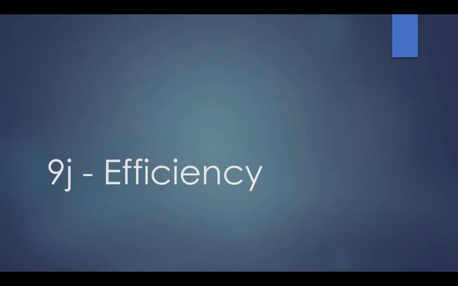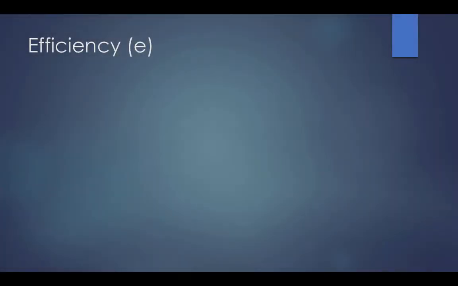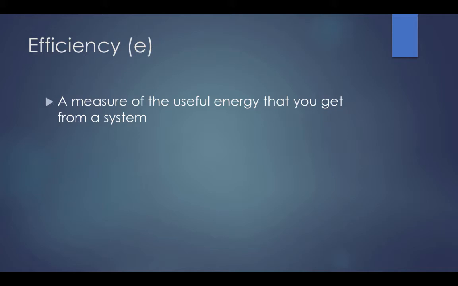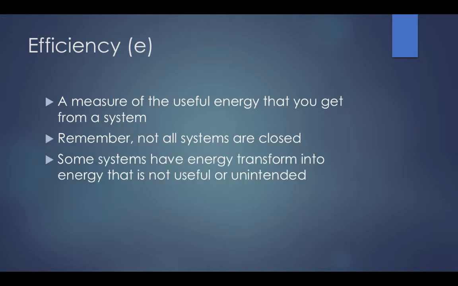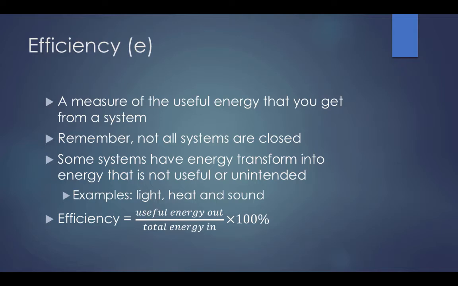Lesson 9J, Efficiency. Efficiency is denoted with the lowercase e. It's a measure of the useful energy that you get from a system. Recall, not all systems are closed systems. Some systems have energy transformed into forms of energy that are not useful or intended, such as light, heat, or sound as a product of friction. The formula for efficiency is useful energy out divided by total energy in times 100%.